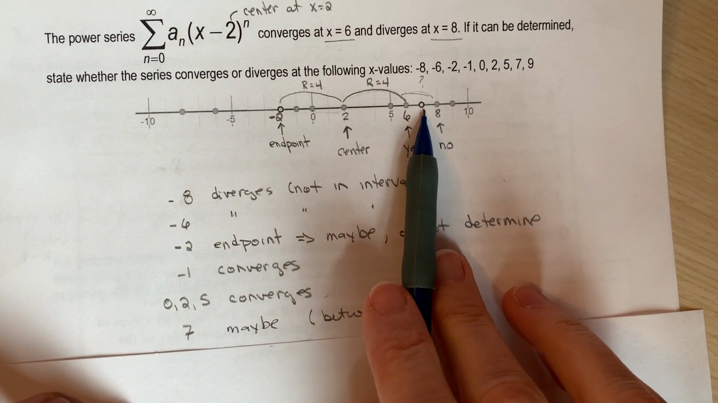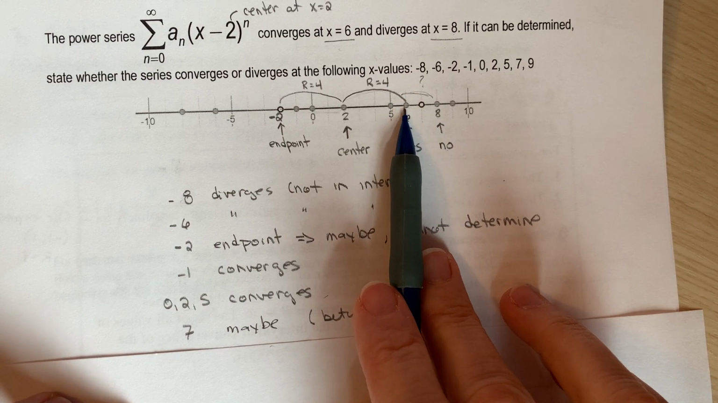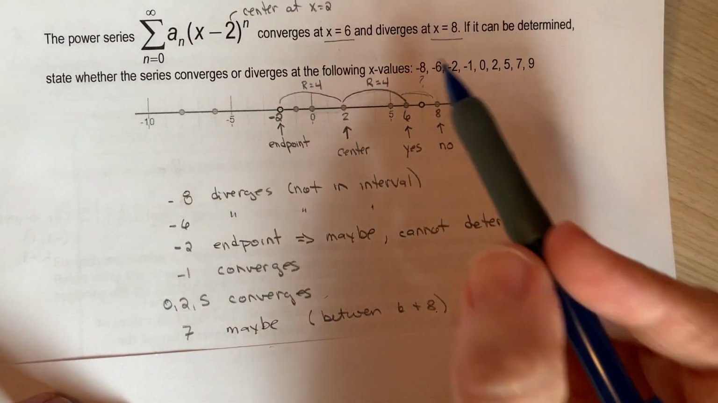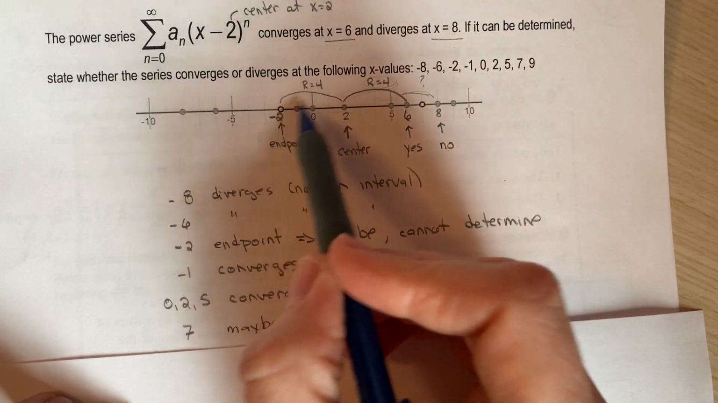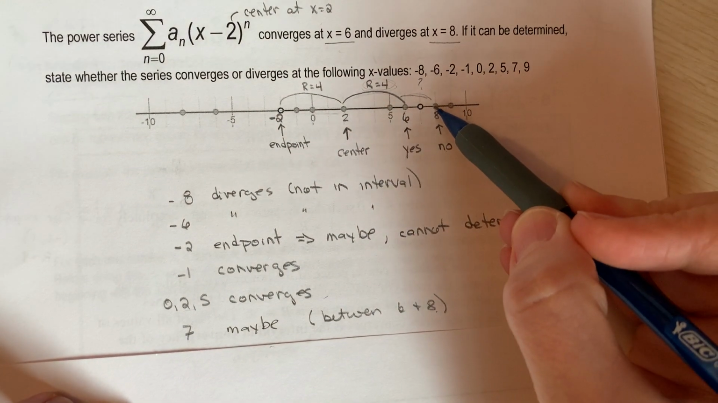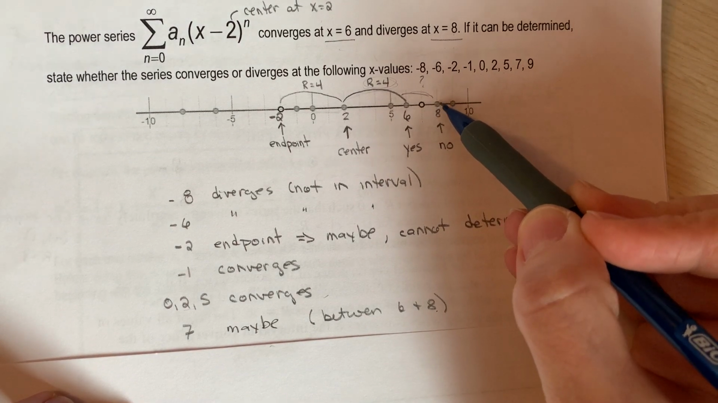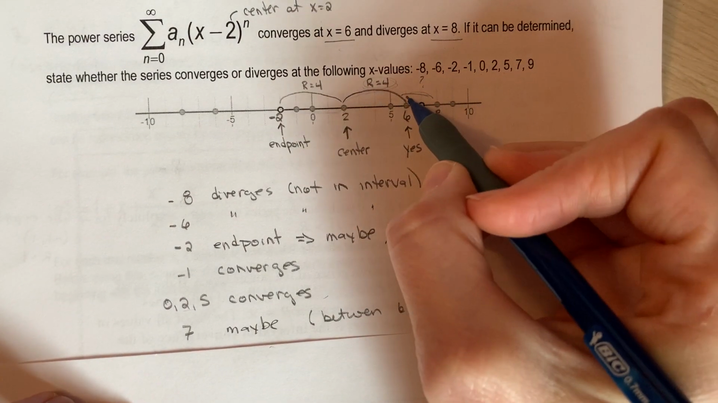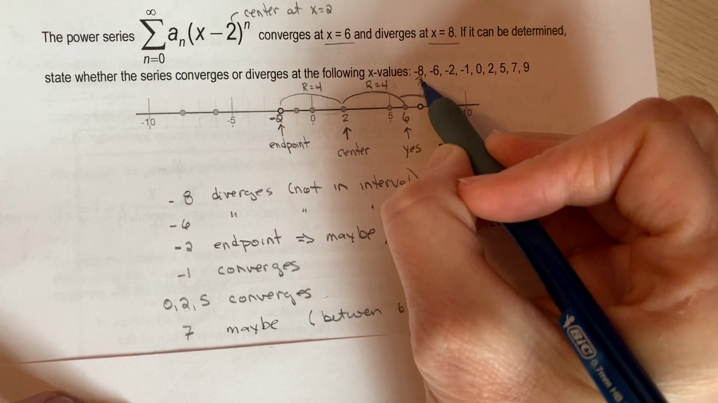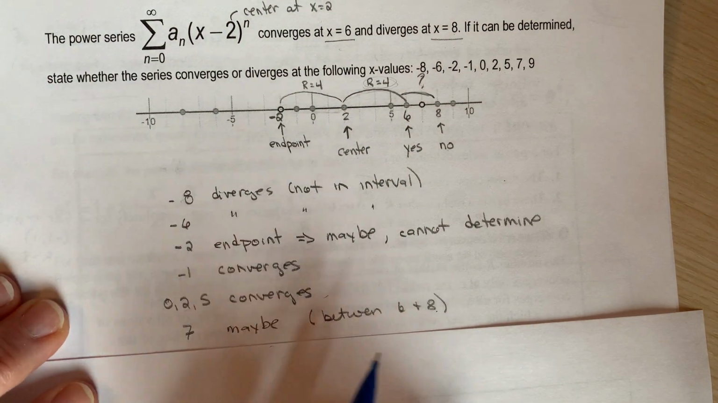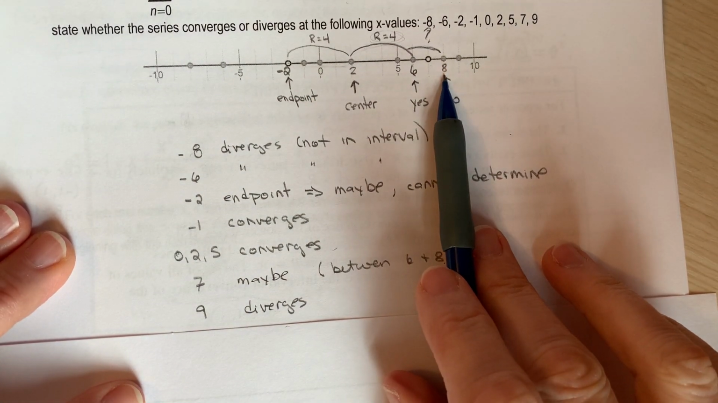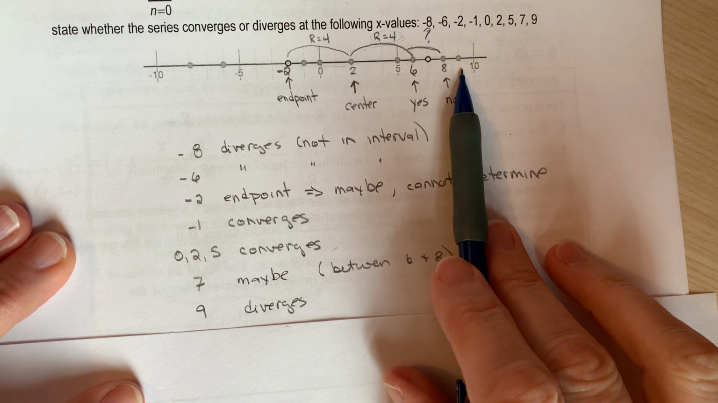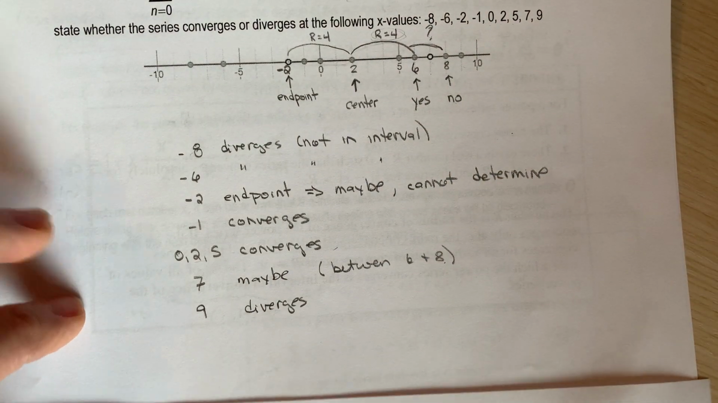7 is a maybe. They didn't tell us this r. I'm writing that in to help me figure out where I go from the right and the left. I know it converges at 6 and diverges at 8, but between 6 and 7 is a question mark. So that's a maybe, or cannot be determined. At 9, if it diverges at 8, it's going to diverge at 9. So at 9, it diverges. That helps with the interval of convergence.